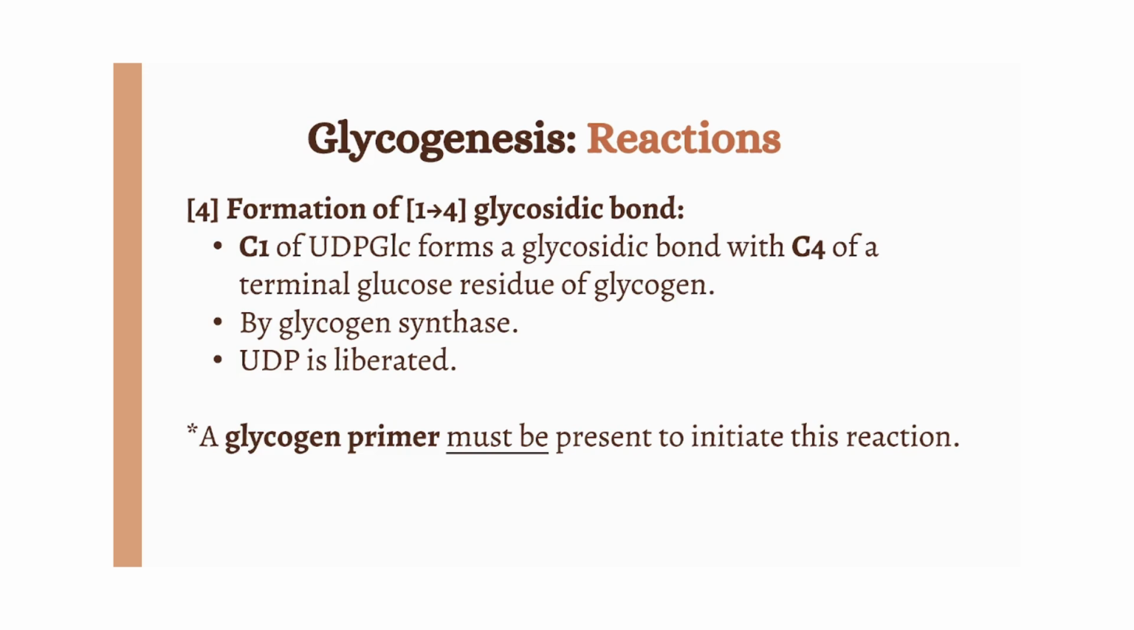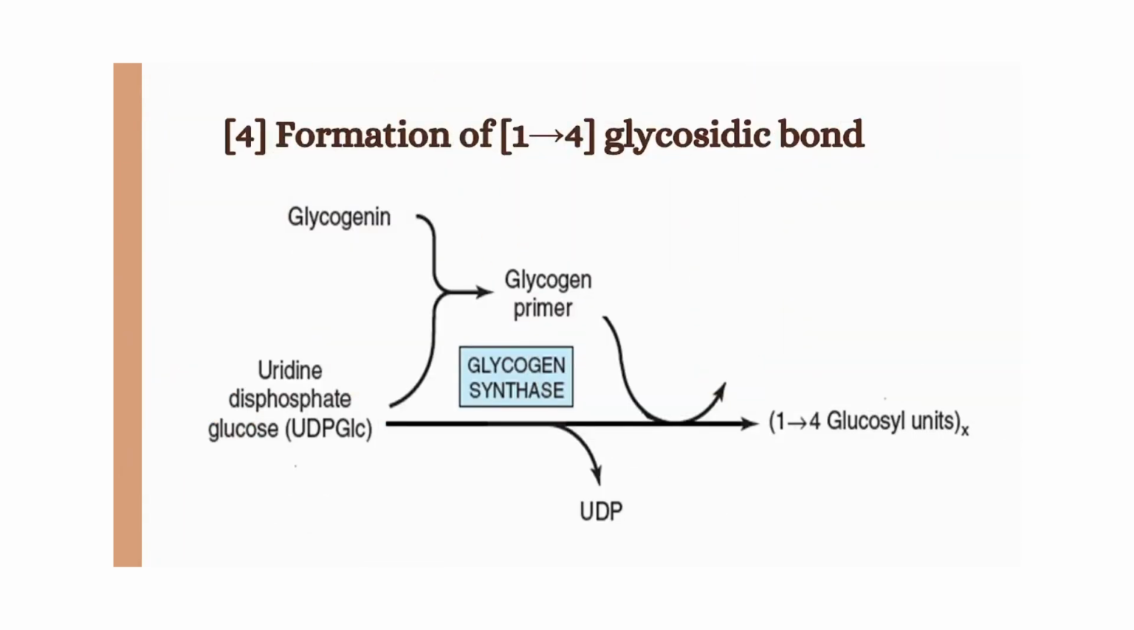one glucose molecule with another glucose. It has to act on what we call a glycogen primer. This is a condition for the action of glycogen synthase. So what is a glycogen primer? A glycogen primer consists of glycogenin plus some residues of linked glucose molecules. Glycogenin will be elongated by the action of glycogen synthase, adding glucose molecules sequentially in 1,4 glycosidic bonds to form glycogen as we know it.